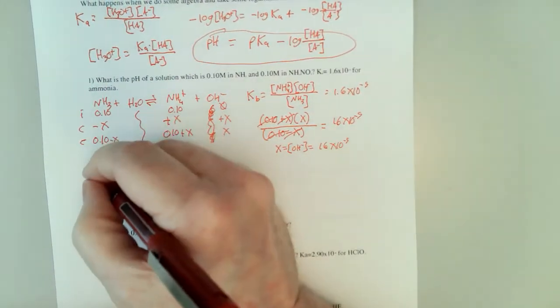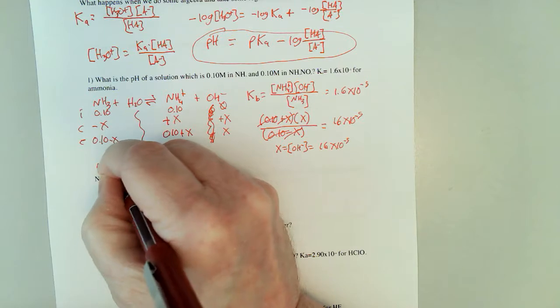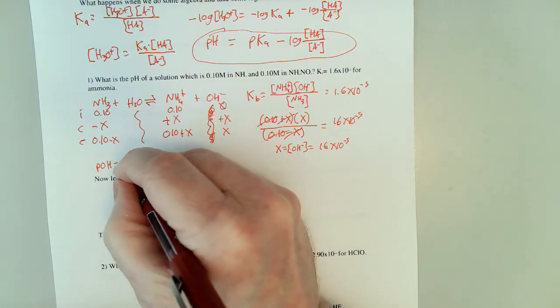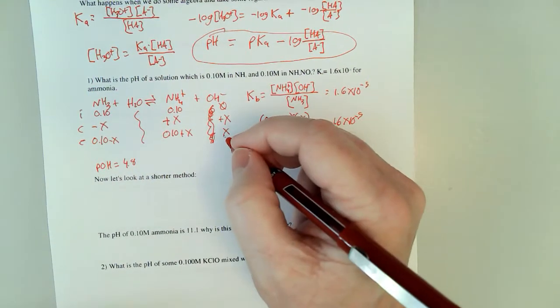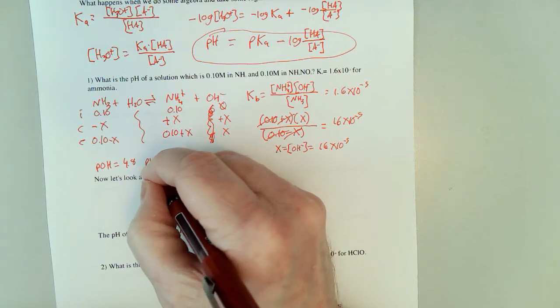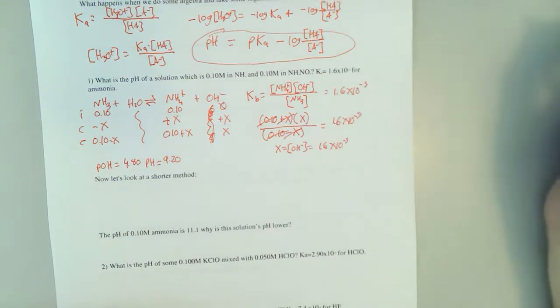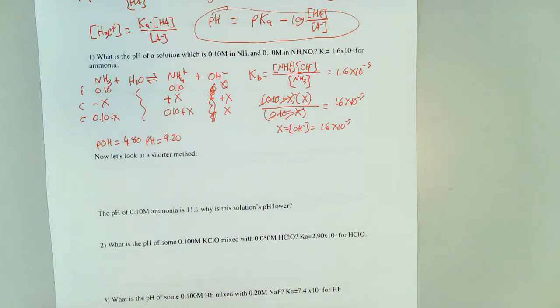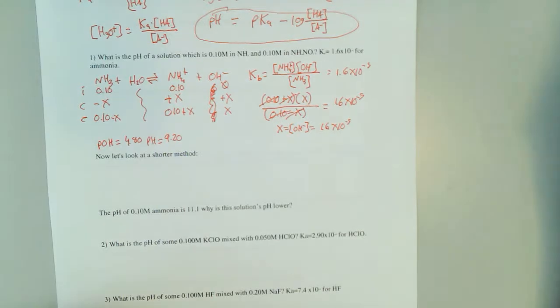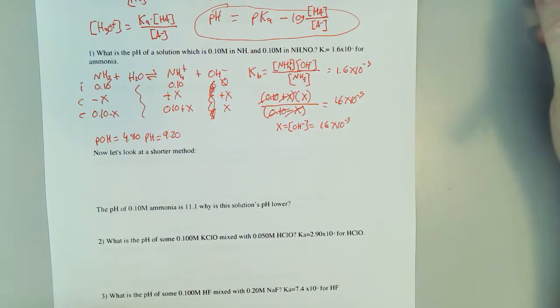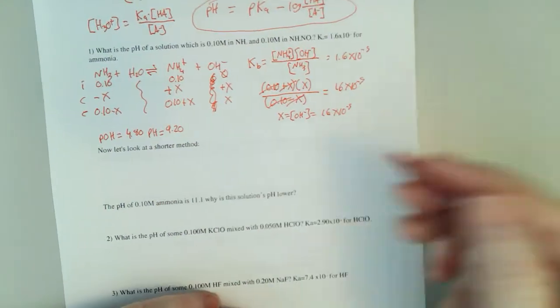So my pOH equals 4.8. So my pH equals 9.2. It's called 2 sig figs there, so 4.80, 9.20. There you go. Now, you can do that on all the tests. Everything will be great. We do have a shortcut method here.